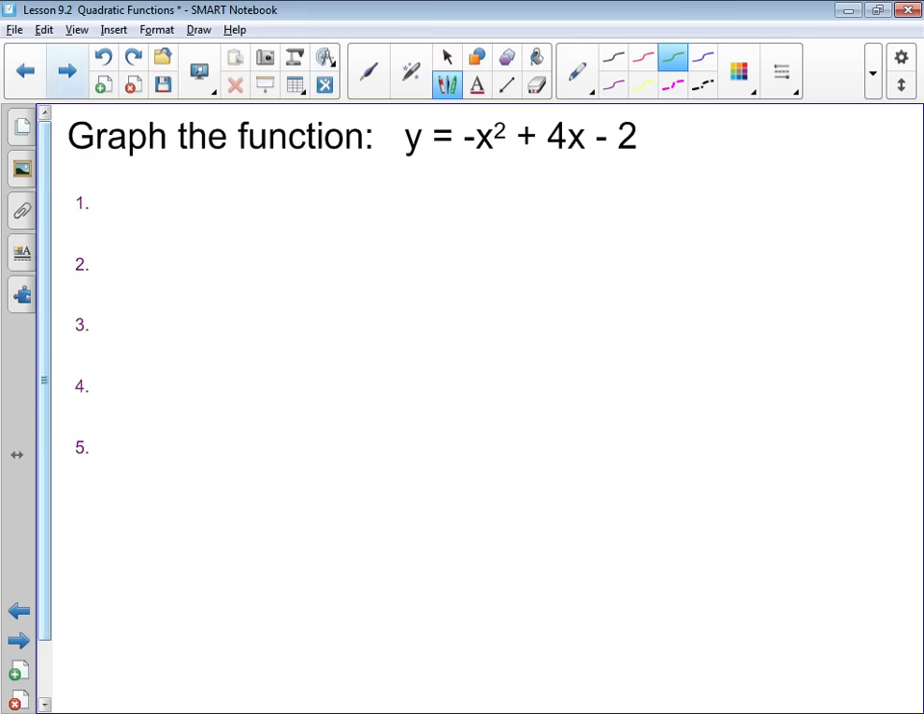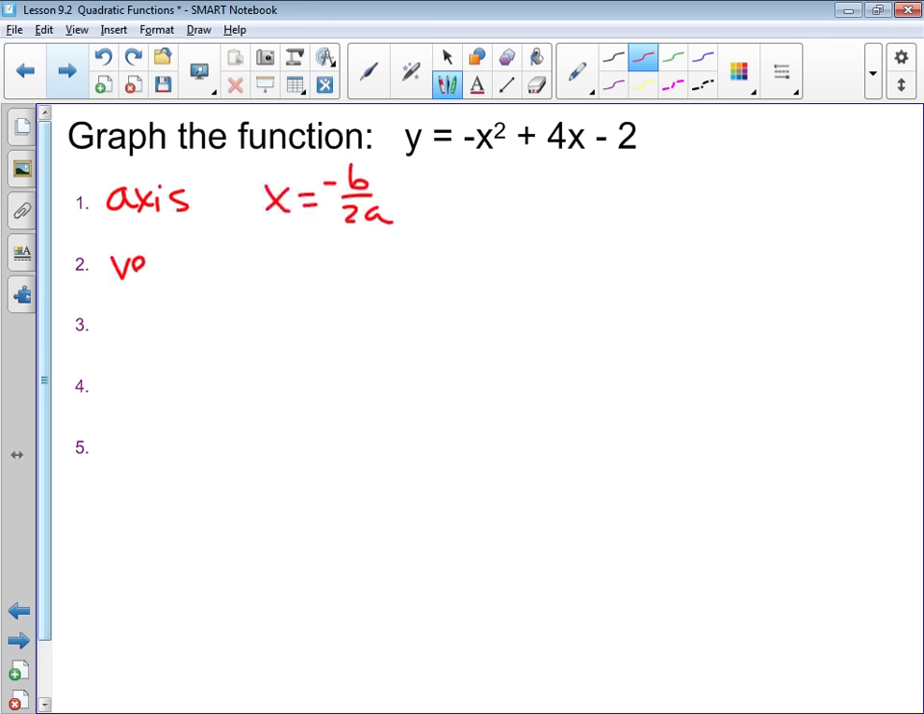So, let's try another one. Graph the function y equals negative x squared plus 4x minus 2. You should hit the pause button and go through each of the steps. I'll get you started though to remind you. This is the axis. X equals negative b over 2a.